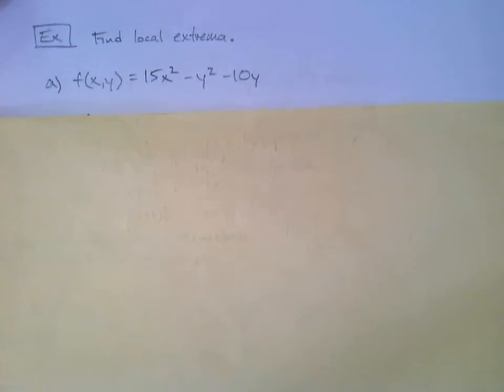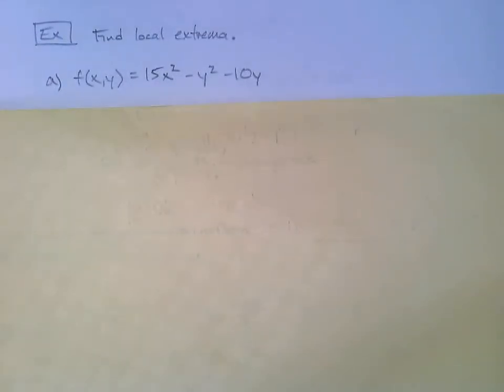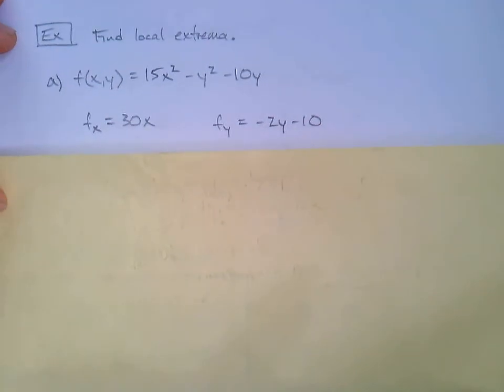Here's our first example. Find the local extrema. Let's look at f of x, y equals 15x squared minus y squared minus 10y. Okay, so where do we start? Well, we need those first partials. And so I've got them right here.